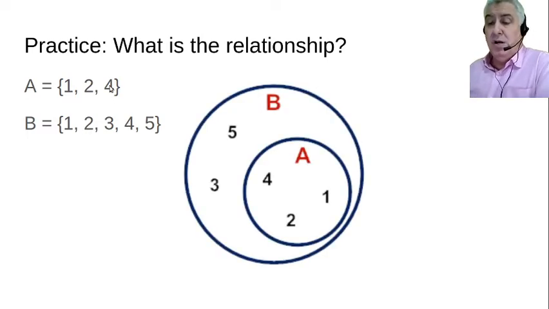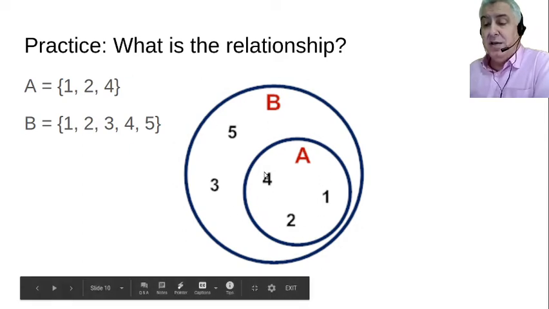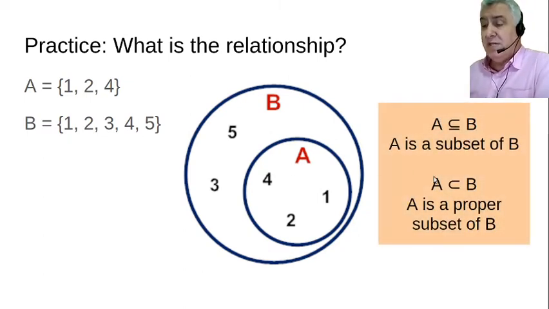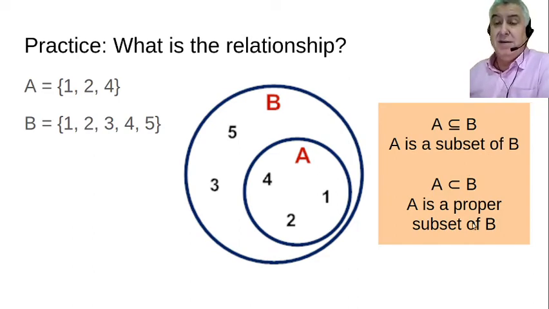Or we can draw a Venn diagram, and we can see visually that A is a subset of B, because everything that is in A is also in B. And because there are some things out here, A is also a proper subset of B. So we can say either of those: A is a subset of B, or A is a proper subset of B. Either one of those answers is right.